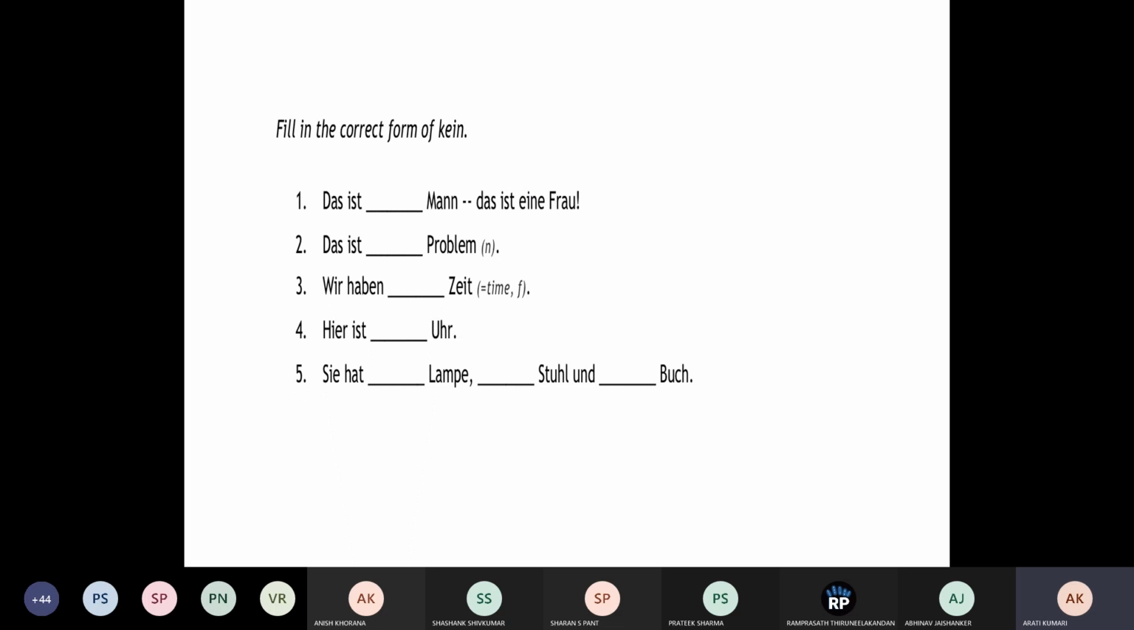Let's move to the next sentence. Nummer 3. Wir haben, as you can see, that it's mentioned, gender is mentioned. What will we say here? Wir haben keine Zeit. Yes, wir haben keine Zeit. We have no time. Yeah. Okay. Next is watch or clock. Uhr. Die Uhr.